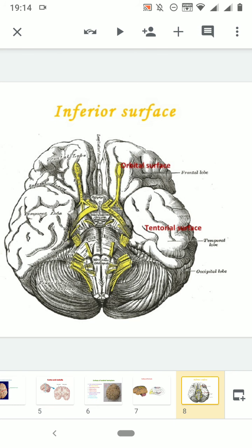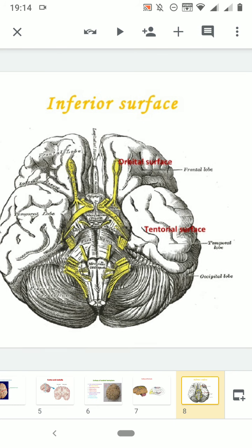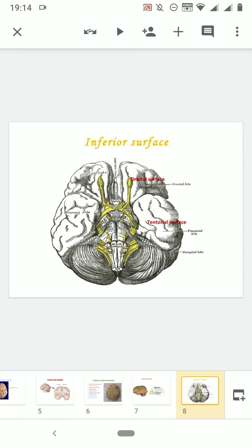We have another surface, which is the inferior surface. Here you can see clearly the inferior surface, and in red it is written that the anterior part of the inferior surface is the orbital surface, and the posterior part of the inferior surface is also called the tentorial surface. On the orbital surface we can also see the olfactory bulb, which is seen in the center. So this completes the surfaces of the cerebrum.